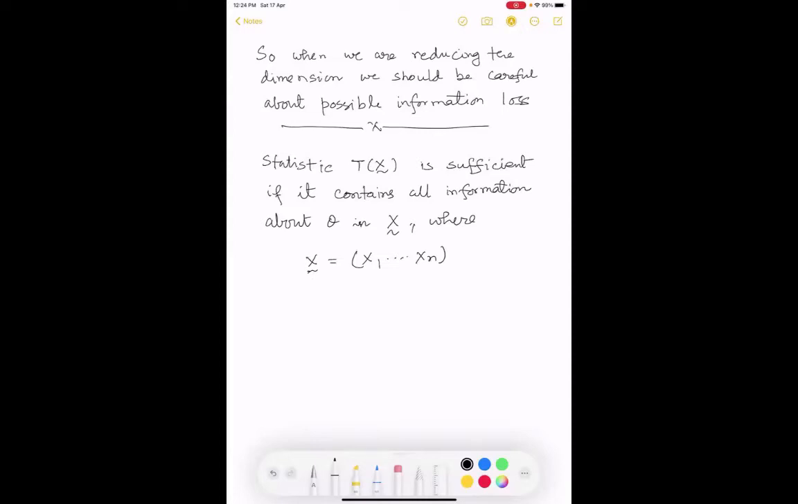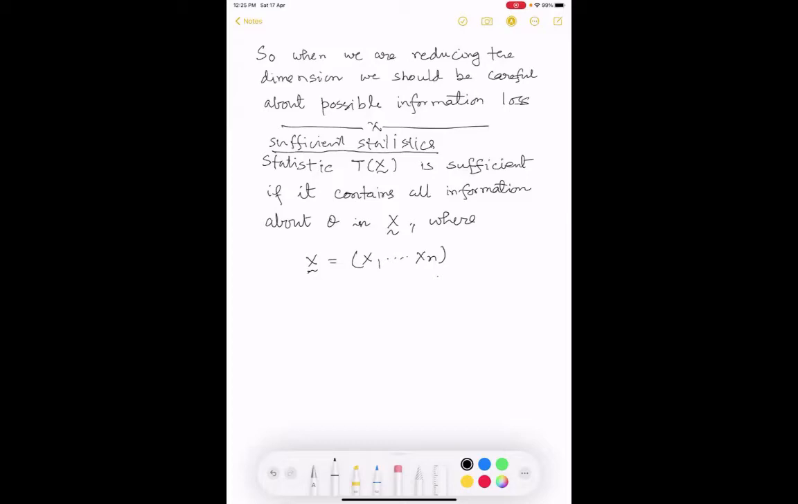Up to this, does anybody have any doubt? So we want to come up with a statistic which will contain basically all the information that we already have in the X tilde. So this is the basic concept of a sufficient statistic.